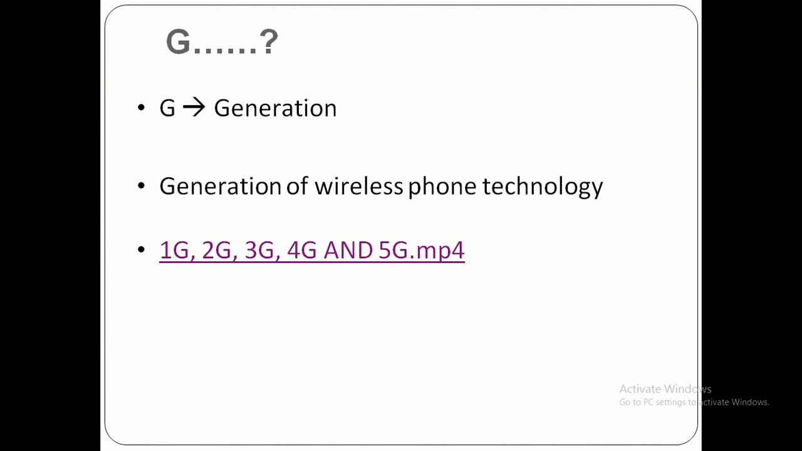Here 1G, 2G, 3G, 4G, in our daily routine we are using the word G. But what is the G? G is known as generation. Which generation? Generation of wireless phone technology, developed from 1G, 2G up to 4G, 5G.